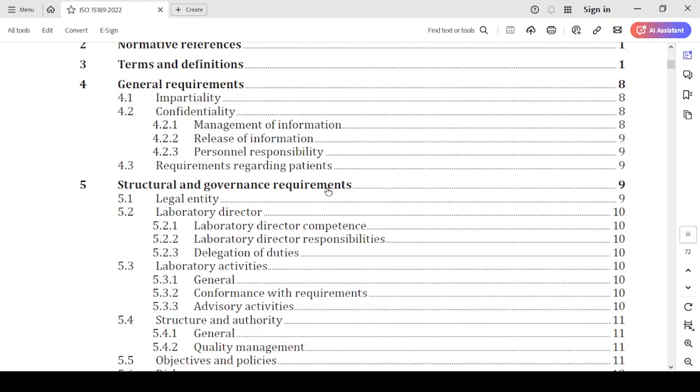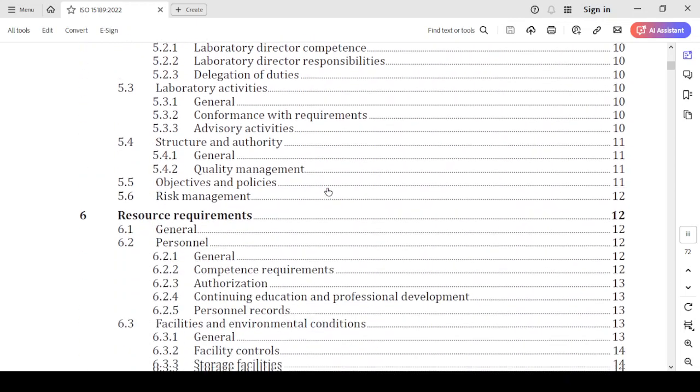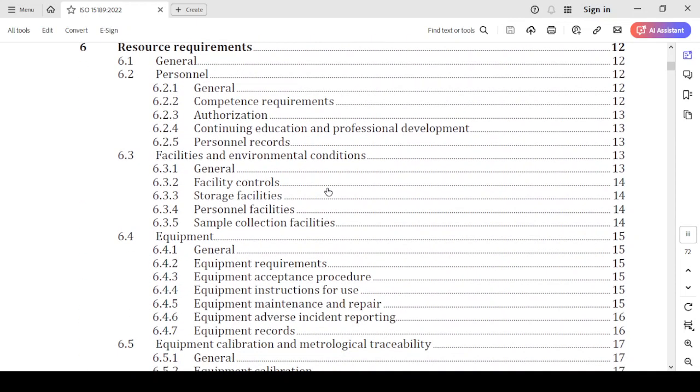Previously, clause 4 and 5 were the second and last clauses of the standard. Clause 4 was management requirements, and clause 5 was the technical requirements. But in this new version, clause 5 talks about the clients. I'm sorry, clause 4 talks about the clients. Clause 5 talks about the politics. Okay. And now we continue to clause 6.